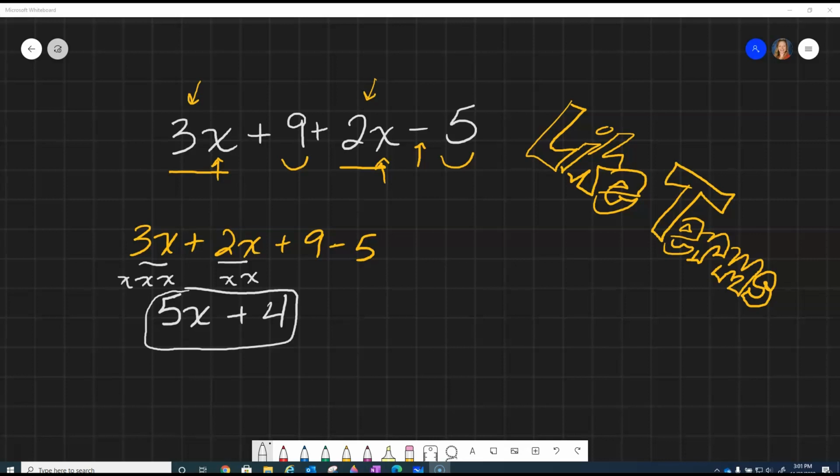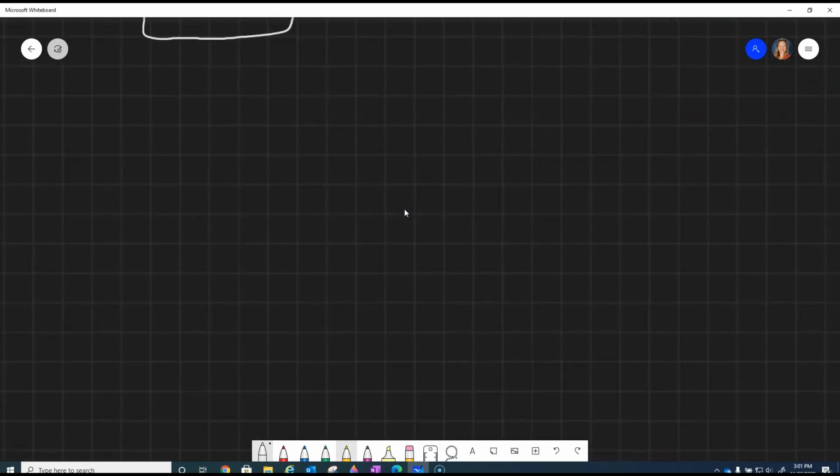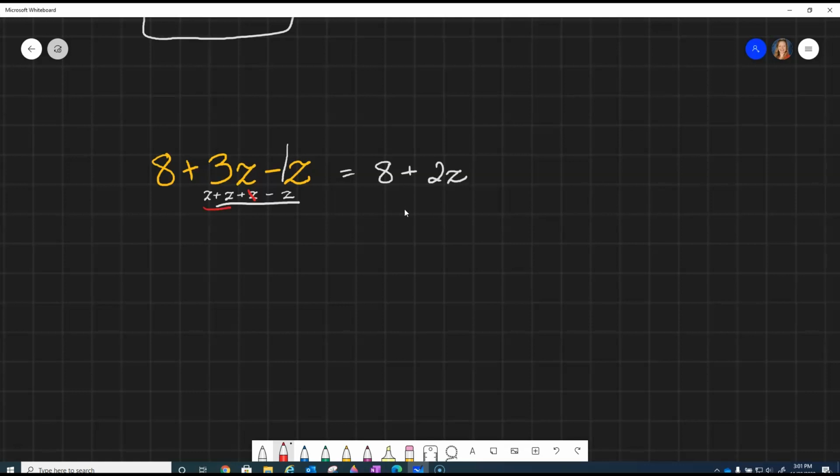Okay, so I'm going to do one more. If I had 8 plus 3z minus z, again, I can only subtract or add like terms. So 3z minus z, this is just 1z. Remember, there's an imaginary 1 there. This is saying we have 3 z's, a z plus a z plus a z, and then we're minusing a z, right? So 3 minus 1, this would end up being 8 plus 2z. So if you look right here, you see how we're just taking away one of the z's. So now we have 2 z's left over. Okay, so 8 plus 2z is our answer.